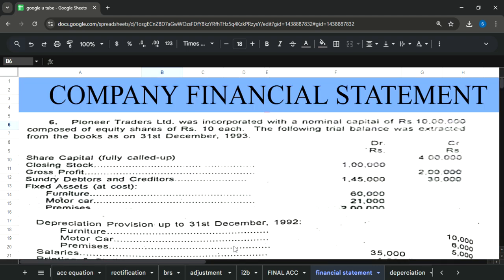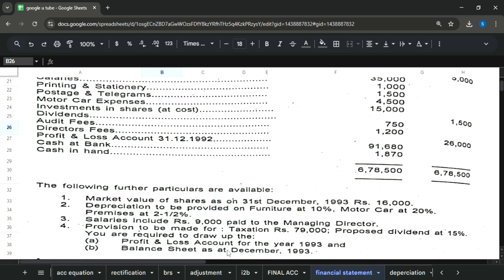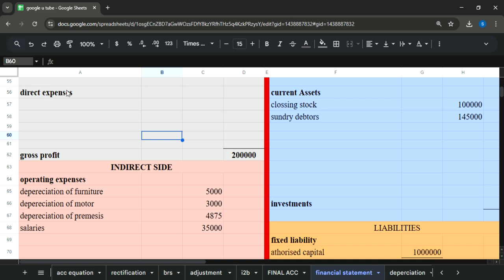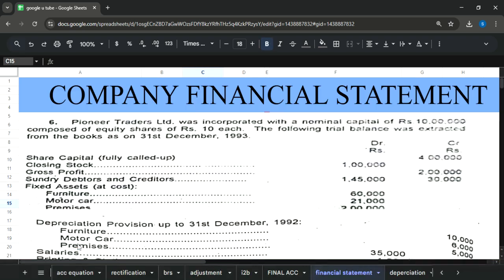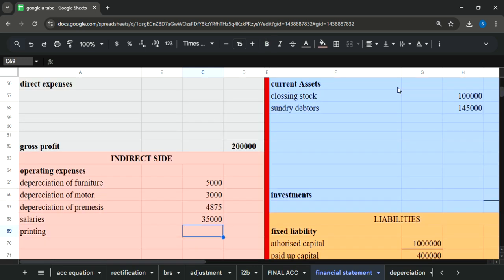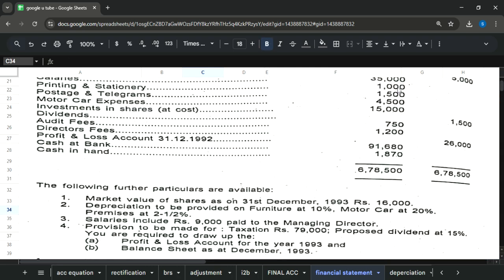Now after salaries 35,000 we have printing. This is also part of operating expenses. So here we will be writing printing. Amount of printing is 1000. Although pics are misleading, they are not aligned in proper way. Printing 1000. Then we have postage and telegrams.